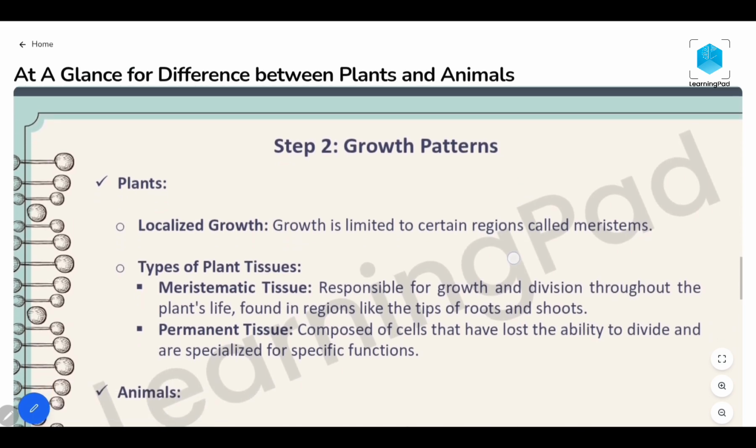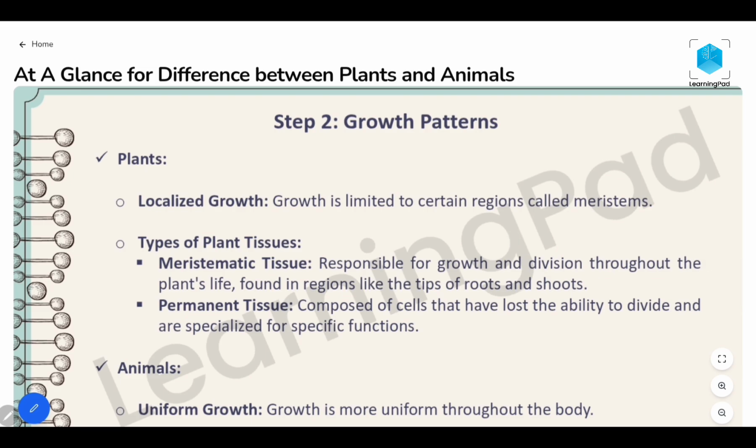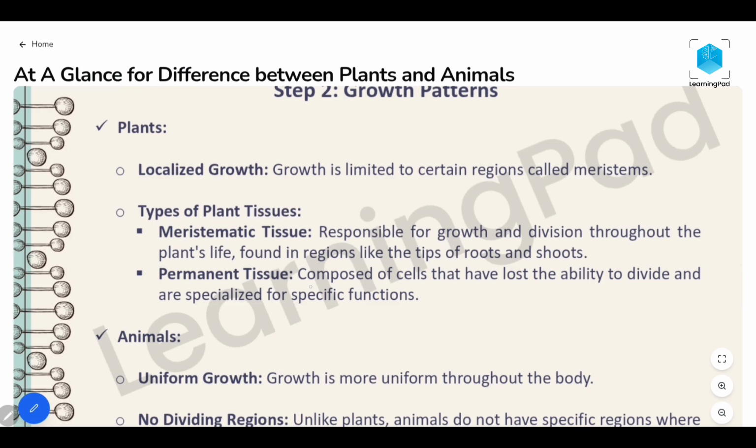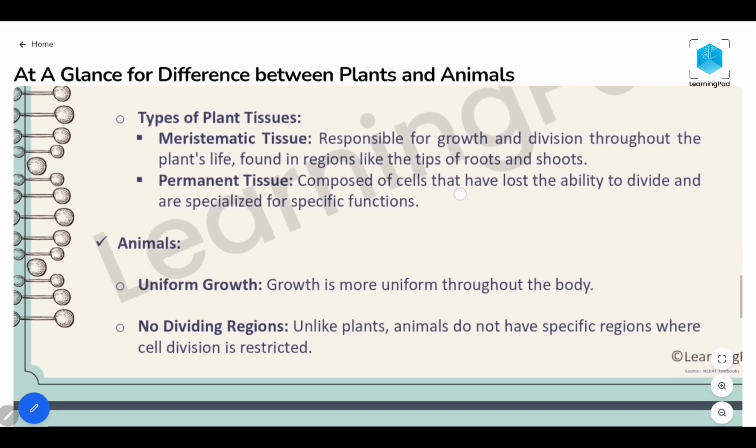If we compare the growth patterns of plants and animals, plants have localized growth. That is, it is limited to certain regions, and those regions are called meristems. And the types of tissues present in plants are meristematic tissue and permanent tissue. Meristematic tissue is responsible for growth and division throughout the plant life, and it is present in regions like roots and shoot tips. Whereas permanent tissue is composed of cells that have lost the ability to divide, and they are present in a specialized area performing a specific function.